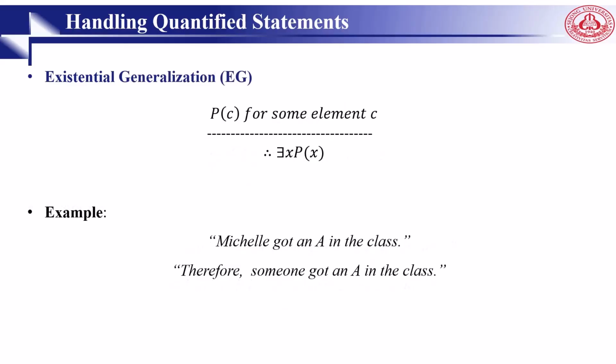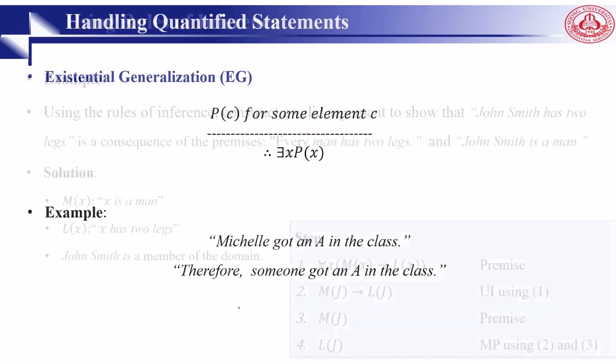This is the difference. And the last one is existential generalization. We use this rule to conclude that there exists x P(x) is true, given a particular element c with P(c) true, right? If we know one element c in the domain for which P(c) is true, then we know that there exists x P(x) is true. The example is here. Michelle got an A in the class, therefore someone got an A in the class, right? Existential generalization. From Michelle, we come to someone.